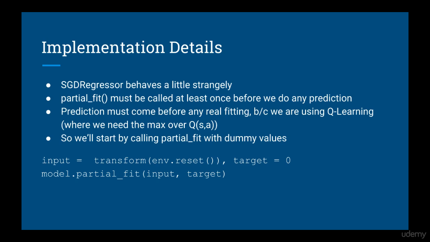At the same time, SGDRegressor behaves a little strangely compared to what you would expect from a linear model. First, if we don't call the partial_fit function at least once, then it won't work because it hasn't initialized any parameters. But at the same time, the first thing we need to do is make a prediction from it, because to do Q-learning we need to take the max over all actions. In order to get around this problem, we'll call partial_fit with some dummy values, specifically with the start state as input and 0 as the target.